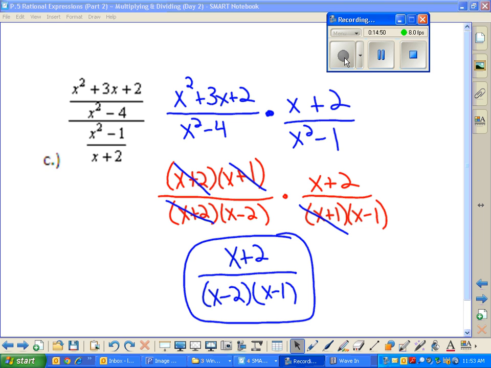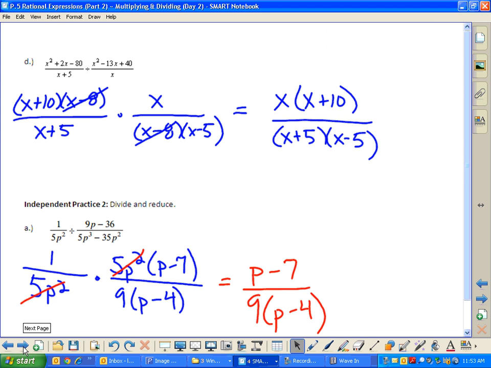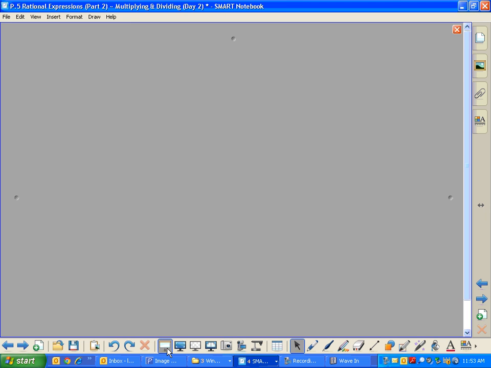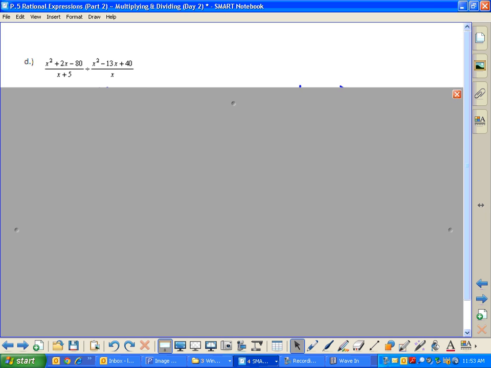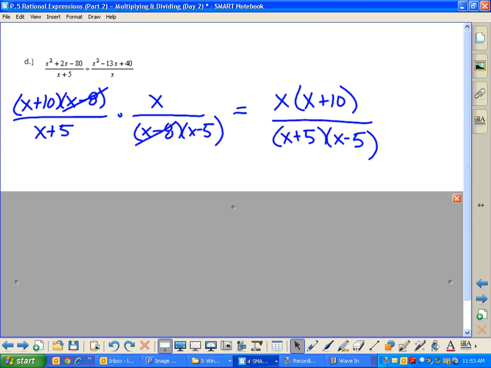You want to see part D, I would assume. Oop. I don't want to show you the independent practice yet. Sorry. So there's our answer. Our answer to part D. Good with that? All right.